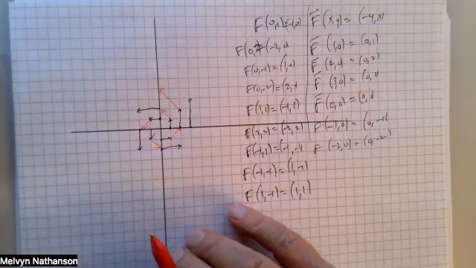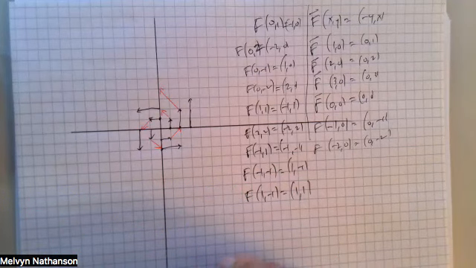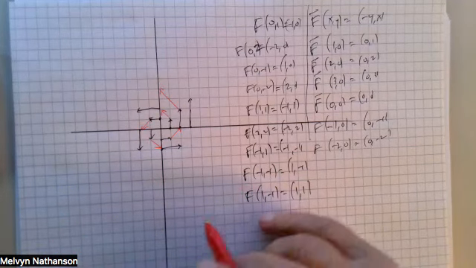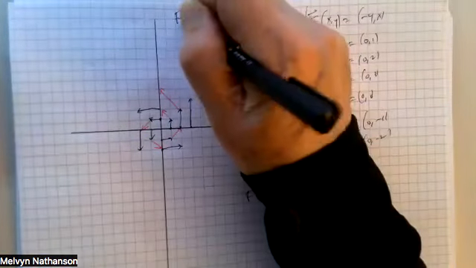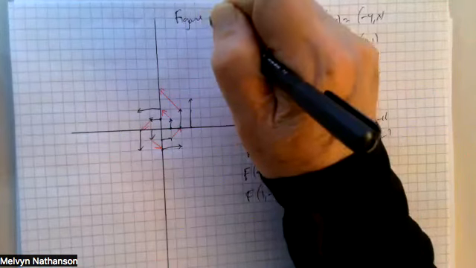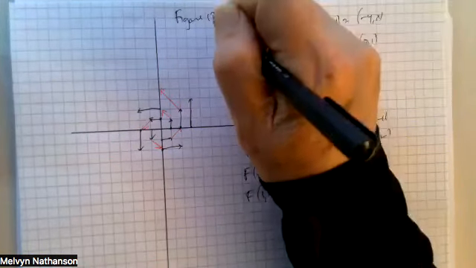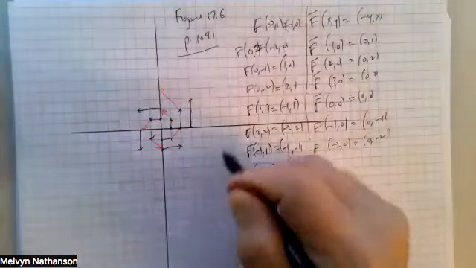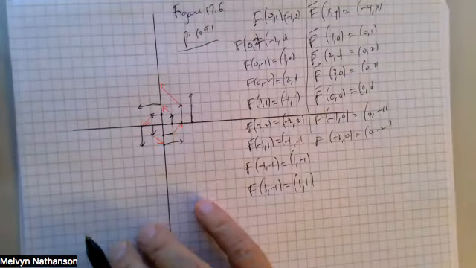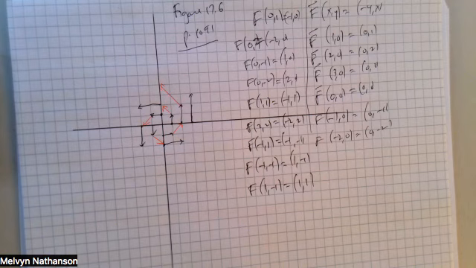Okay. And you can see a lot more pictures in more detail in the text. In my text it is figure 17.6 on page 1091. So this is the rotation field. It assigns a vector to every point.